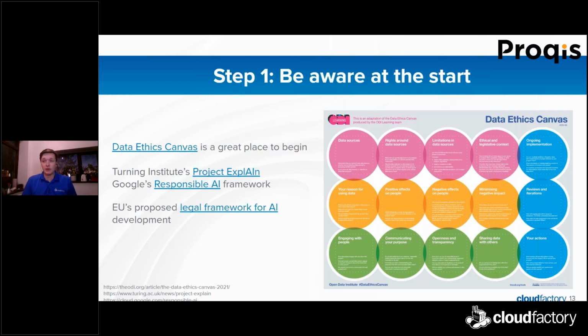We also have different things that are more AI specific that you can use. So you've got the Turing Institute. If you haven't read some stuff by the Turing Institute, they're absolutely fantastic. Turing Institute, after Alan Turing. Hopefully you know who Alan Turing is because I'm not going to explain. But they have Project Explain. So this is around how you build explainability and transparency into AI systems.